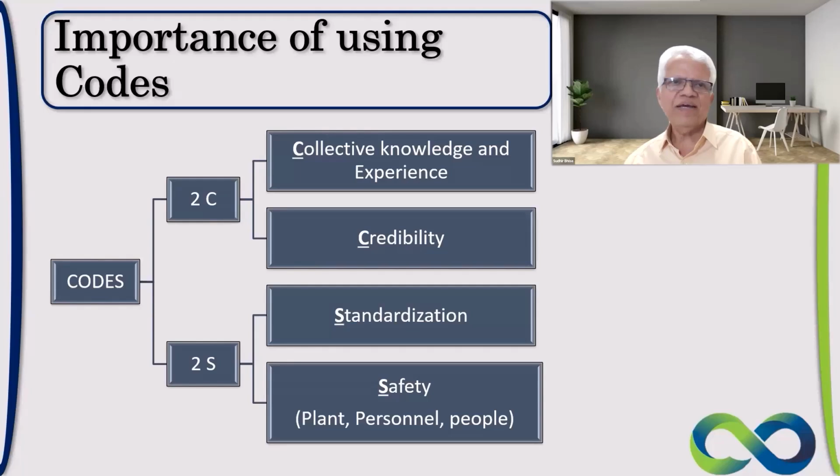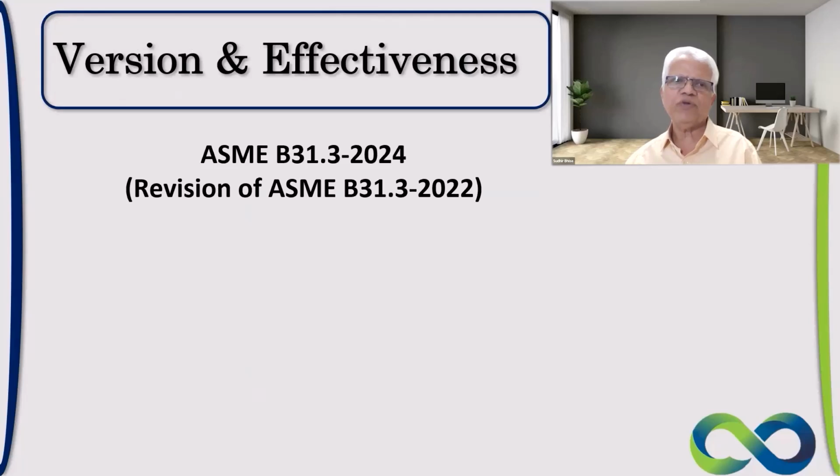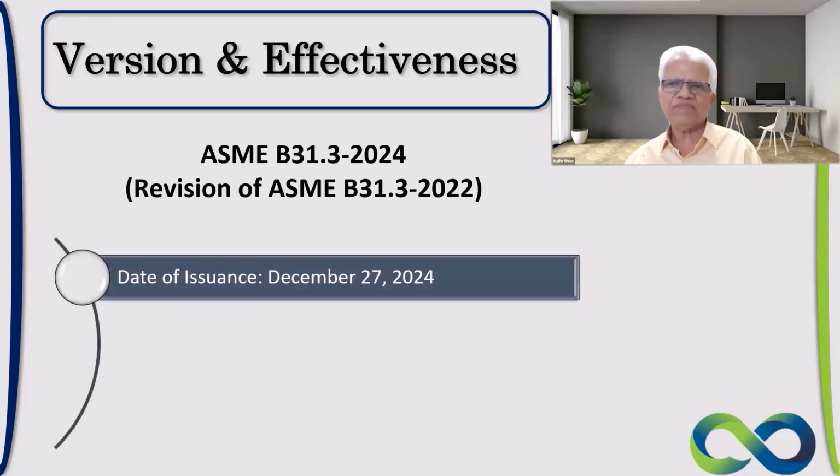So let's go further. Version and effectiveness. The very first page of the code will write, for example, the one which I have shared with you writes on the first page that this is ASME B31.3 2024 edition. And it also mentions the earlier revision which it supersedes, so that the person knows, if he has the earlier version in hand, that it is a revision of ASME B31.3 version 2022. These are boldly written on the first page itself.